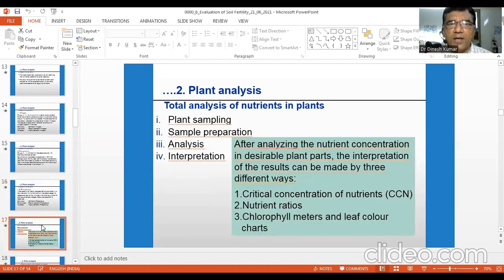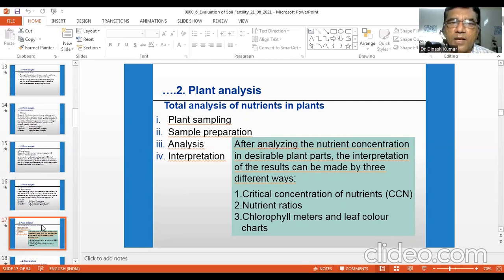Now we come to the plant analysis, and in this we come to the total analysis of nutrients in plants. So we want to see what is the status or concentration of nutrients in plant tissues, because for every plant under different soil conditions, the critical levels of nutrients are identified. So we want to test whether the plant has a sufficient level or less than the critical level. So for this, we need to analyze the plant samples in the lab.